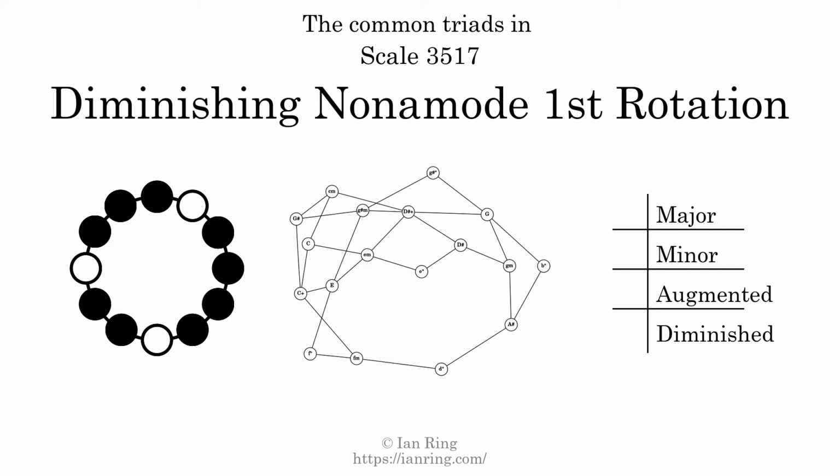Here are the common triads present in this scale. The diagram in the center is a graph of parsimonious voice leading between triads. There are 6 major triads. There are 5 minor triads. There are 2 augmented triads. There are 5 diminished triads. Here is a Hamiltonian path of parsimonious voice leading that uses all the triads.